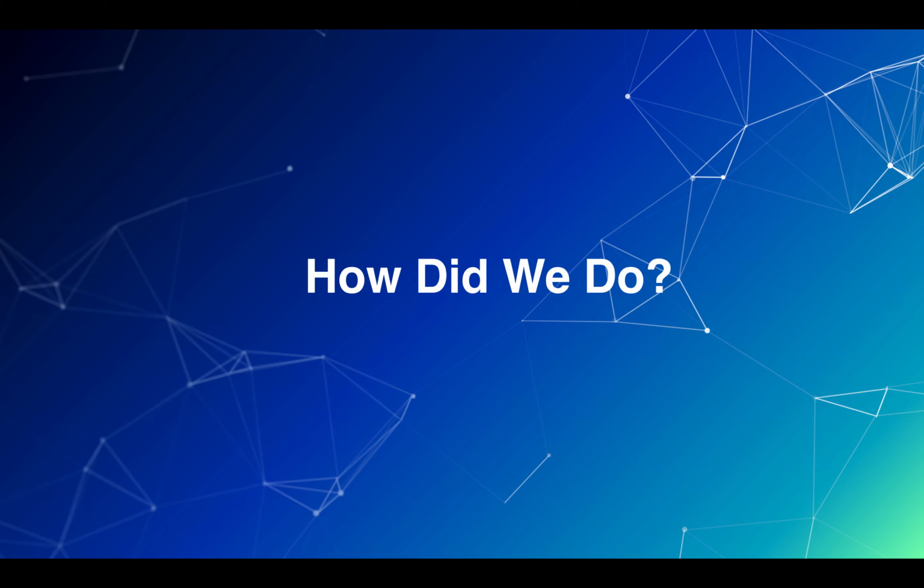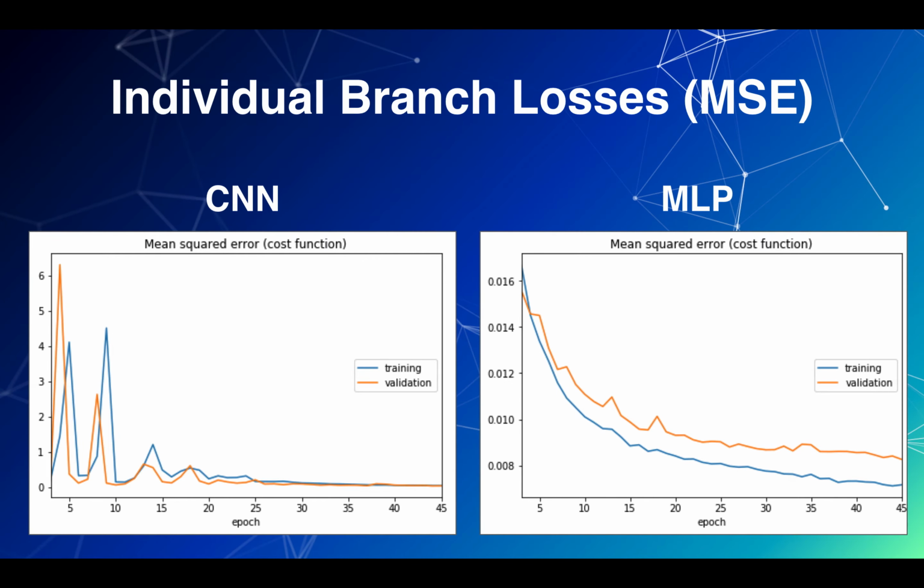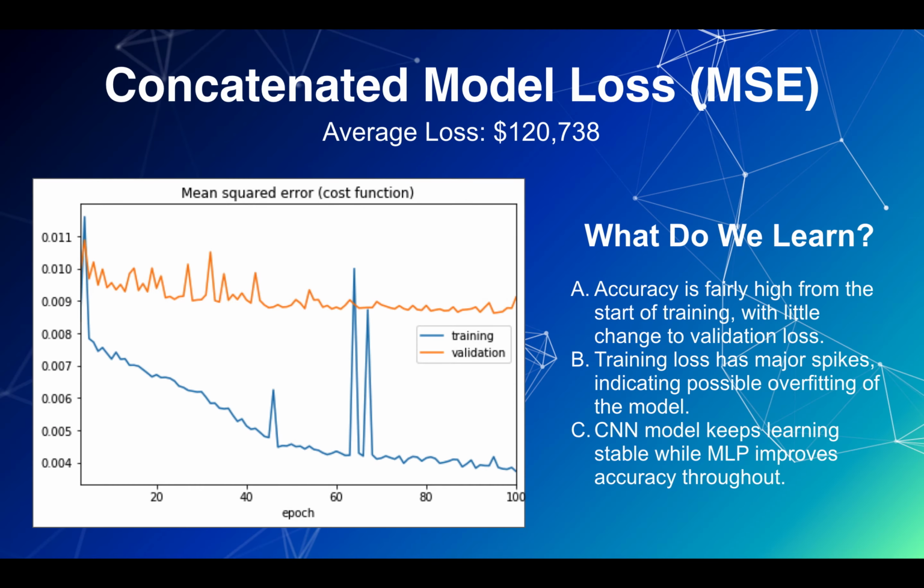So a little bit about how we did. As you can see, here are the losses for each of the branches. The CNN is a little bit more fluctuating, but at the end consistent, and the MLP is shown to the right. Here is the concatenated learning. As you can see, we did pretty well with an average loss of about $121,000. There are a little bit of spikes in the training loss, which implies a little bit of overfitting, but overall we did fairly well.